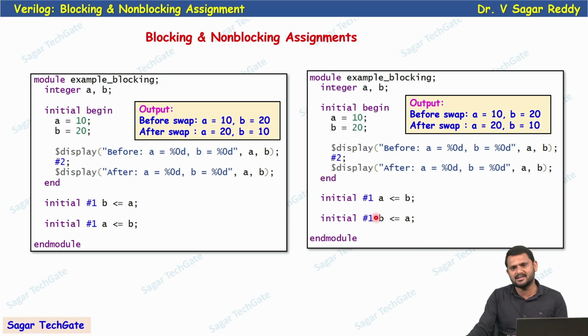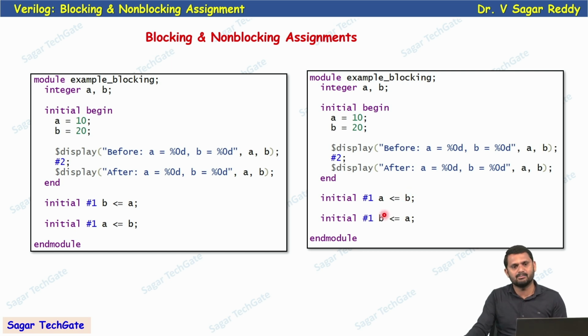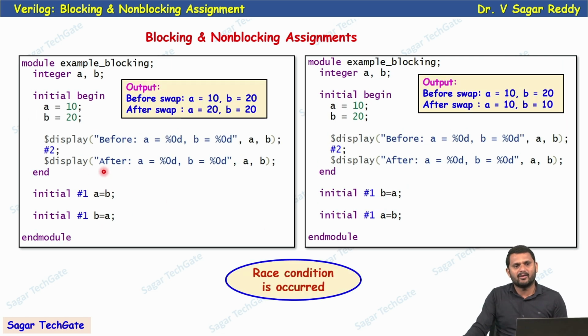Here also, even if we change this order, it doesn't matter because we are reading and we are not assigning immediately. We are assigning at the end of the current time step. But in the previous case, what is the B value? 20. We are assigning it immediately to A. Now by that time, what is the A value? A is also 20. Now A is not the old value; this is a new value. A is 20, not 10, by executing this initial statement.